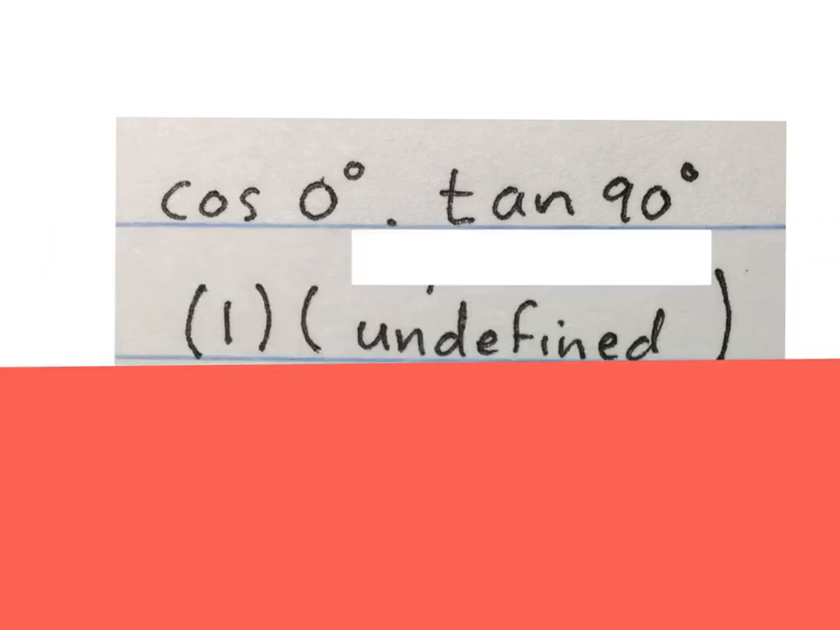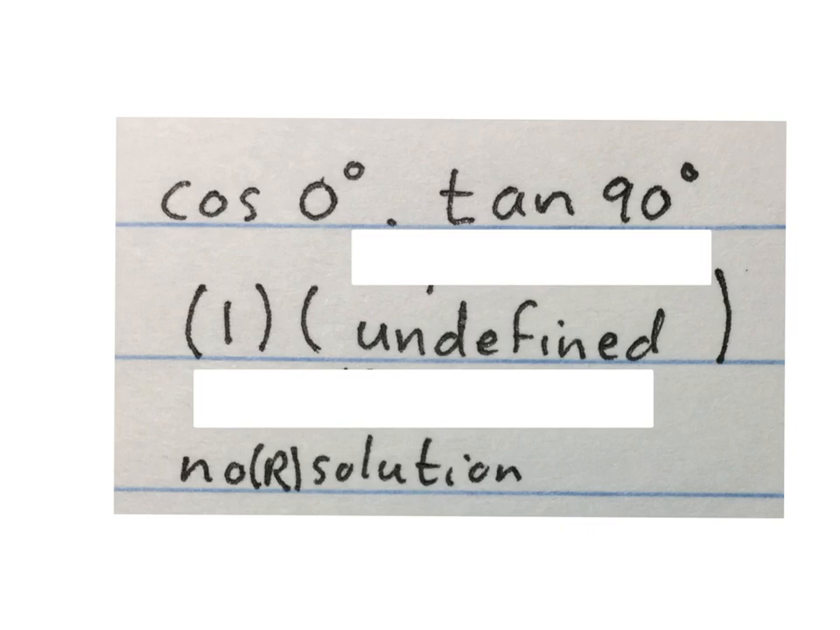Just something interesting, if you get cos 0 degrees times tan 90 degrees, cos of 0 degrees is 1, but tan of 90 is undefined, doesn't exist. Then there is no real solution to this expression. If a piece of a sum is undefined, the whole expression is undefined.